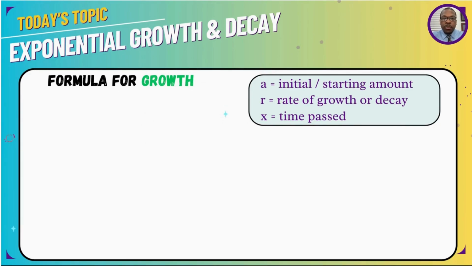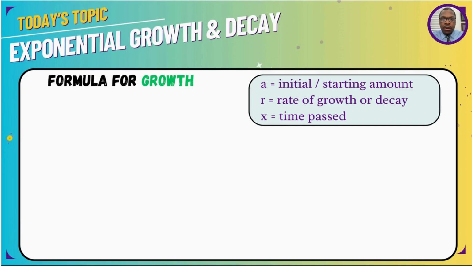It uses a formula with the letter A, which is the initial or starting amount. You always start with how much did you start with. If you started with $100, you've got to put $100 first. If you started with 50 squirrels, you've got to put 50 first. If you started with 500 bacteria, you've got to put 500 first. Whatever you started with, that's what you write down first.